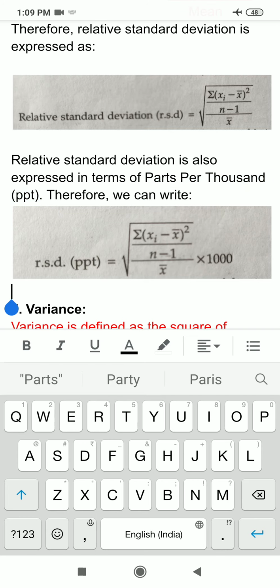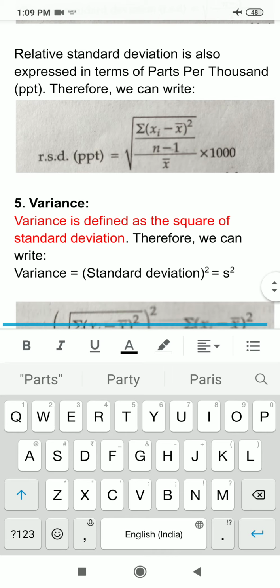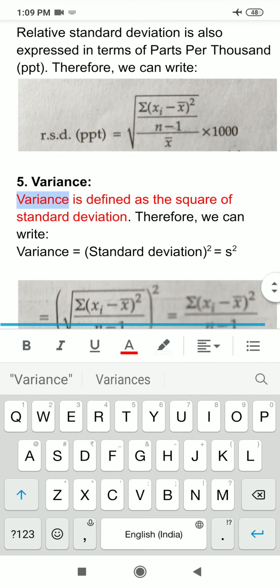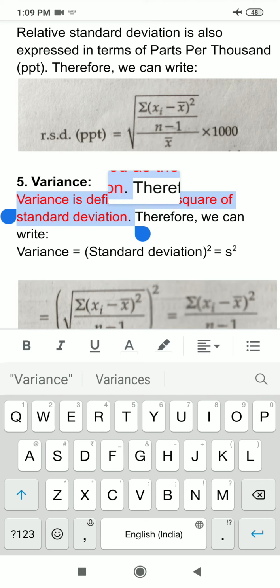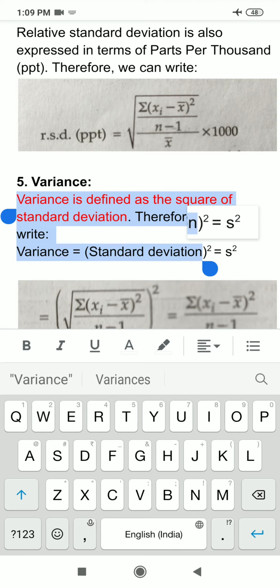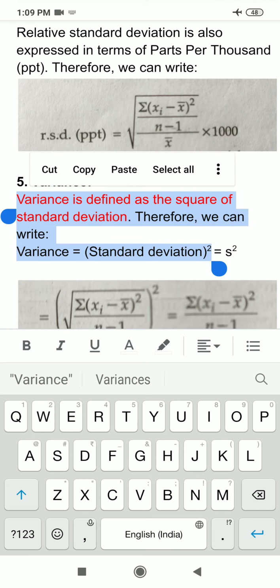So after relative standard deviation, the next term is variance. Now what is variance? I told you the meaning of standard deviation. So the square of standard deviation is known as variance. Variance is defined as the square of standard deviation. So I can write variance is equal to the square of standard deviation. You can see I have written variance is equal to standard deviation raised to power 2, or as I told you, standard deviation is represented by small s. So I can write variance is equal to small s raised to power 2.